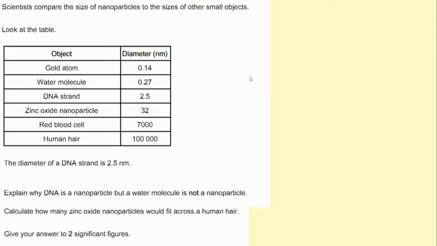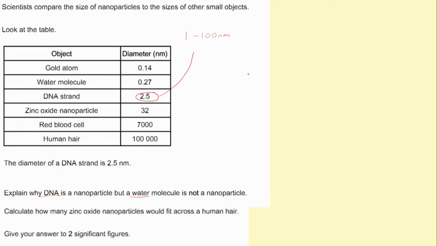So here's another slightly more complicated nanoparticle exam question. So scientists compare the size of nanoparticles to the size of other small objects. Look at the table. So it gives us a diameter in nanometers, and it says the diameter of a DNA strand is 2.5 nanometers. Explain why DNA is a nanoparticle but a water molecule is not. So we need to come back to this definition of the nanoparticle is between 1 and 100 nanometers. So it's asking us to explain why that is.